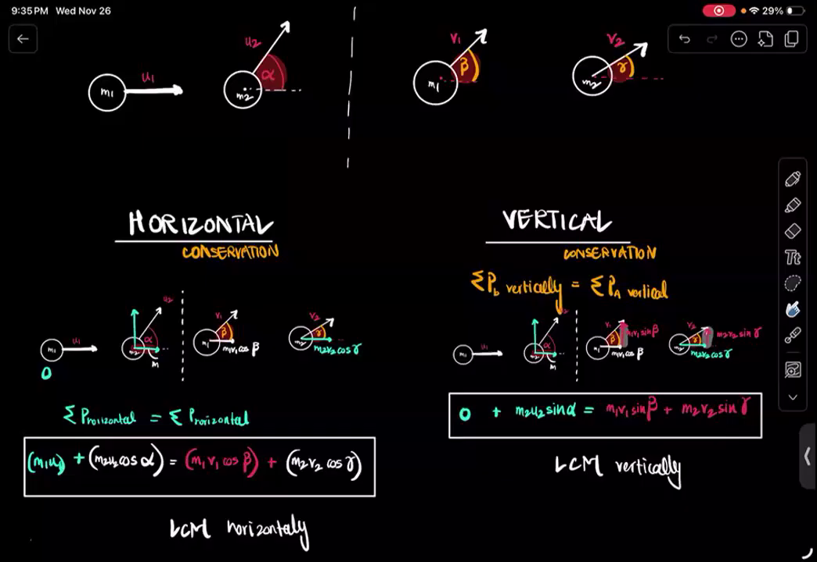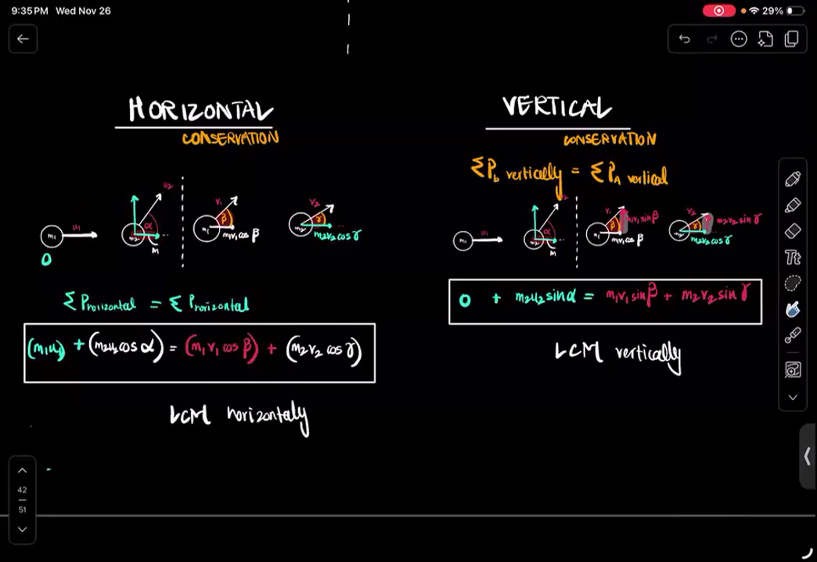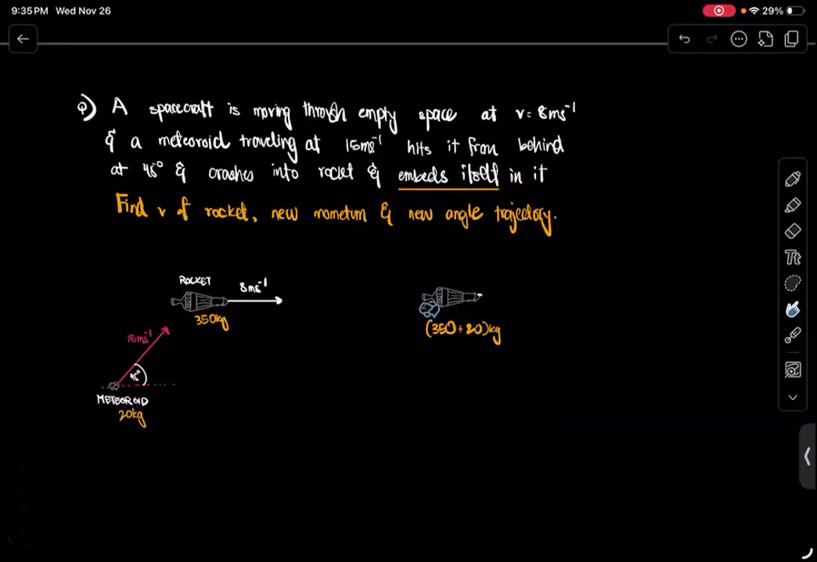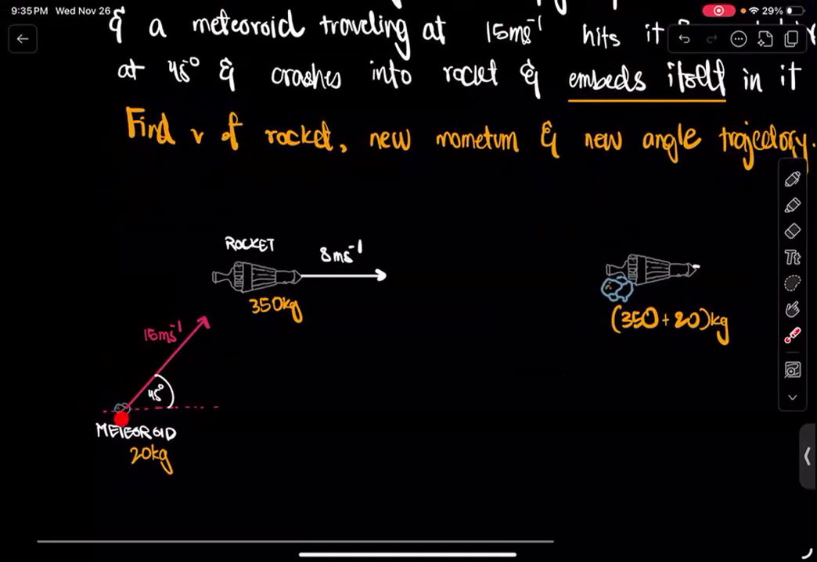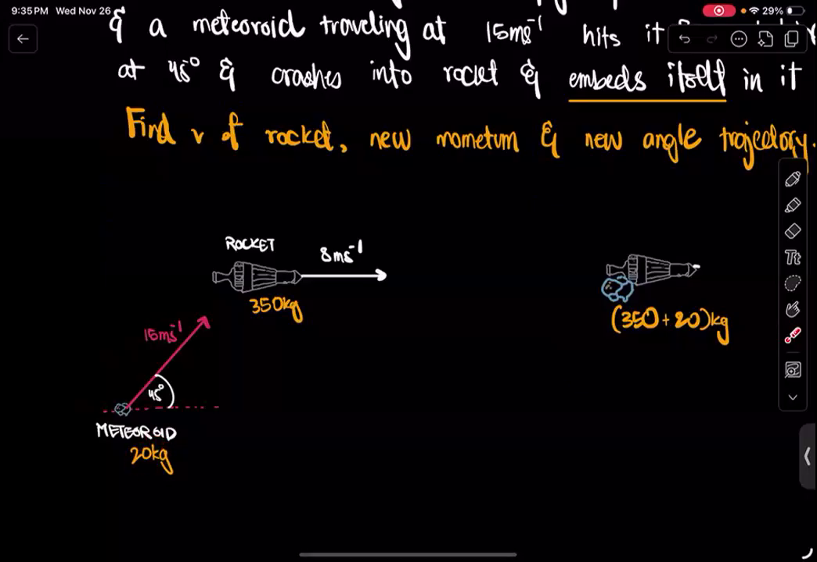Now, moving on. We'll apply this exact concept in our question, and it'll make much more sense how we do it. Question: a spacecraft is moving through empty space at a velocity of 8 meters per second, and a meteoroid traveling at 15 meters per second hits it from behind. Basically, this is a meteoroid of 20 kilograms, and it hits with a velocity of 15 meters per second. It hits the rocket at an angle of 45 degrees relative to the rocket. And the rocket has a mass of 350 kg, and it was steadily moving at 8 meters per second.